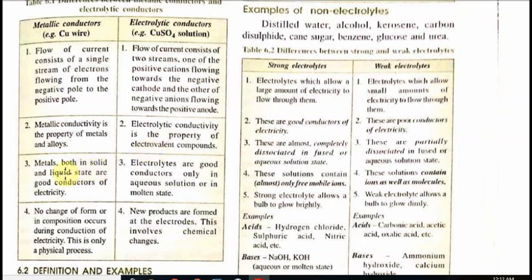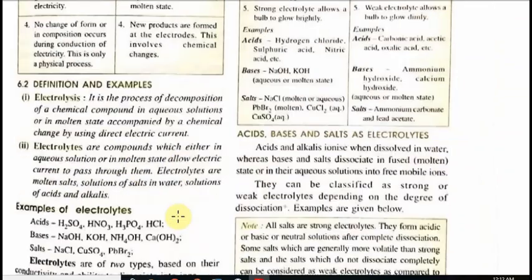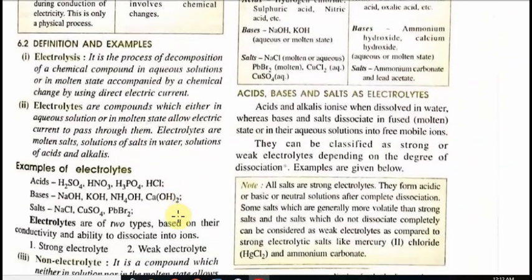Metal, both in solid and liquid state, is a good conductor, but electrolytes are not good conductors in solid state, only in molten or liquid state. No change in a solid conductor occurs, and new products are formed in electrolysis. Now let us see some definitions and examples.